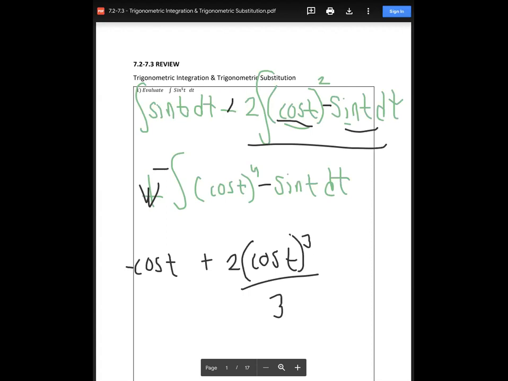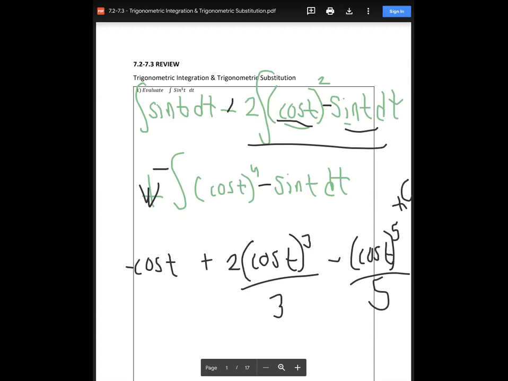So we raise the exponent by 1. I'm going to move the negative here. I'm going to raise the exponent by 1, cosine of t to the 5th, and then divide by that number. And of course, never forget plus C when you have an indefinite integral. That answer is actually perfectly fine, but I'll tell you guys how she wrote it.